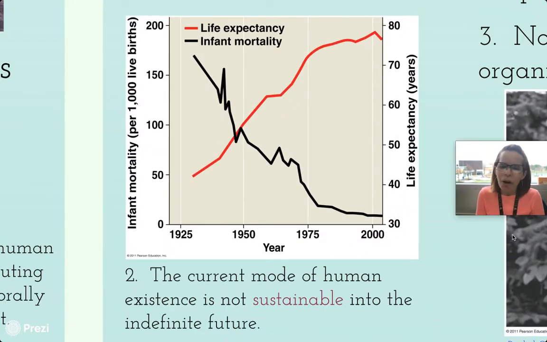All right. The current mode of human existence is not sustainable into the indefinite future. So this is something that you're going to learn about in AP Environmental Science a little bit more, but just sort of the human population growth graph. You're seeing here that infant mortality has decreased significantly. However, in the United States, infant mortality is way higher than the vast majority of developed nations. So that's inexcusable in the United States. And there's all kinds of reasons that that's happening. AP Environmental will talk about that.